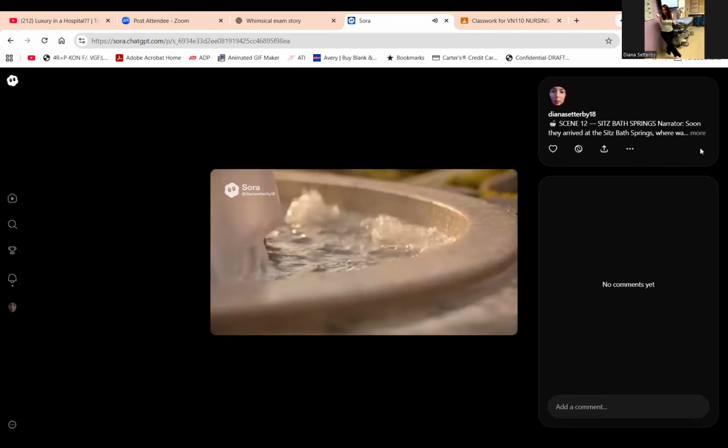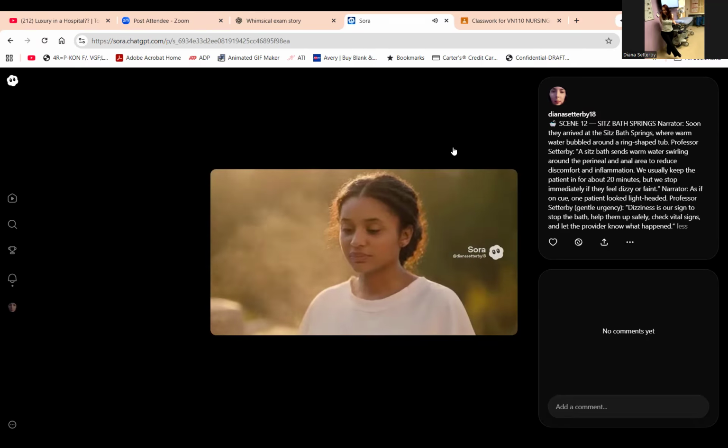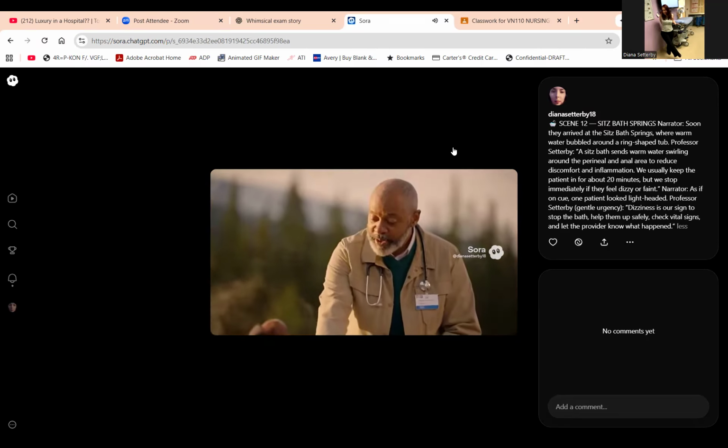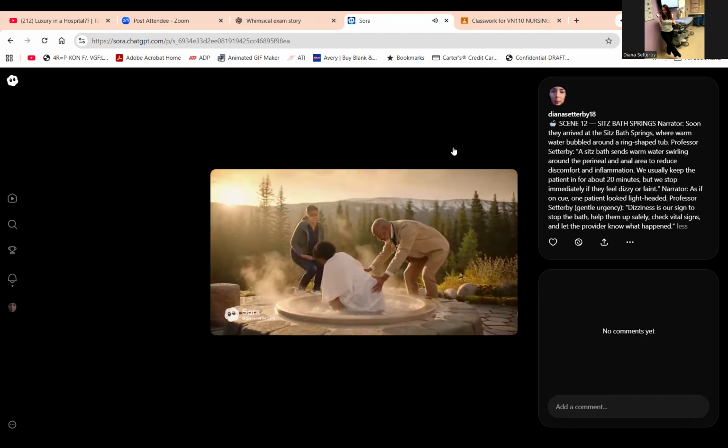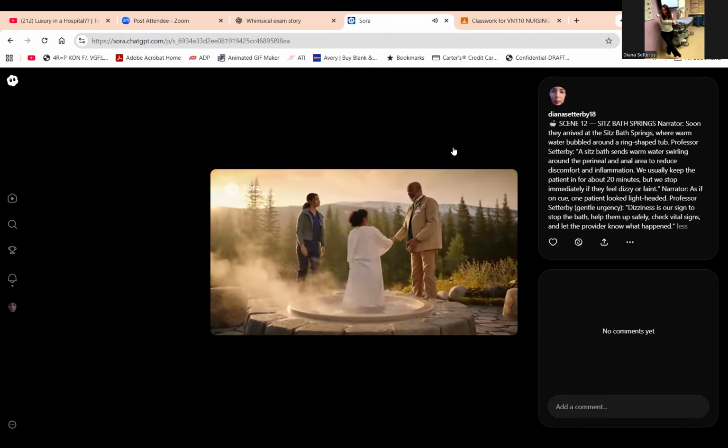Soon they arrived at the Sitz Bath Springs, where warm water bubbled around a ring-shaped tub. A sitz bath sends warm water swirling around the perineal and anal area to reduce discomfort and inflammation. We usually keep the patient in for about 20 minutes, but we stop immediately if they feel dizzy or faint.